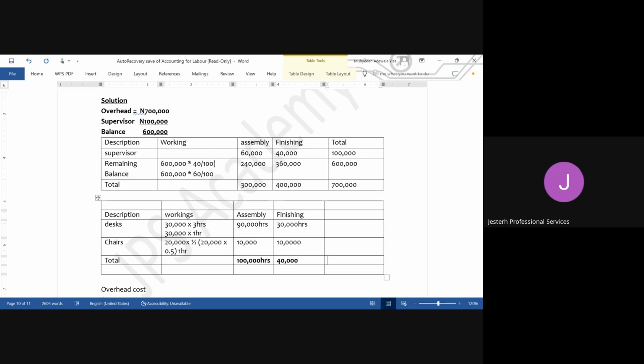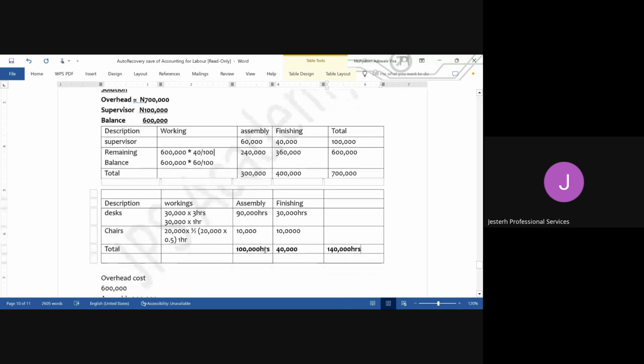So if we add the 2, for us to produce these 2 products, the total hours that we are going to spend will be 140. I believe we are on the same page. Please, if you are not getting me, just interrupt and ask the question. I don't want us to get lost in these particular questions, please.